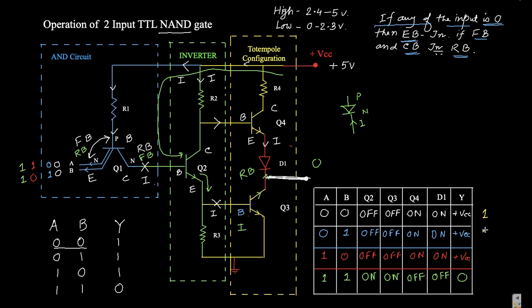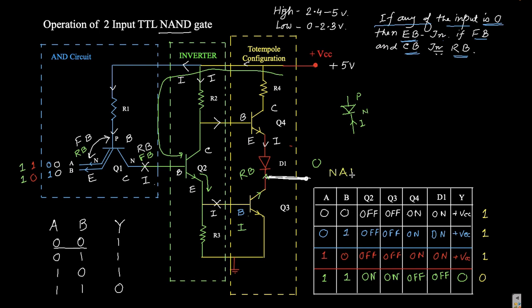Now if you consider VCC as 1 and 0 as 0, the output is VCC, it is 1, and this is 0. So if A and B are 0 0, output is 1; A and B 0 1, output is 1; A and B 1 0, output is 1; and A and B both are 1, the output is 0. This is nothing but the NAND gate configuration.